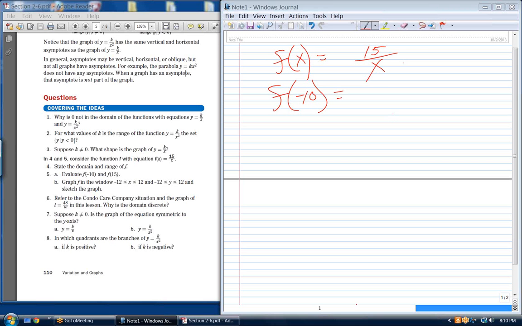Okay, so it would just be f of x equals 10, negative 10? No, f of x is a function, meaning that this is going to have x in it. So f of negative 10 is going to be equal to a certain number. It's going to be equal to whatever this number results in when we plug in minus 10 for x. So it would be 15 over minus 10, which is negative 1.5.